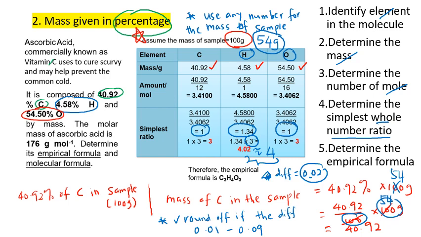So after we round off to the whole number, then we will be able to determine the empirical formula, which is C3H4O3. Do remember that once you multiply with 3 for one of the elements, make sure all the elements here you need to multiply with 3.